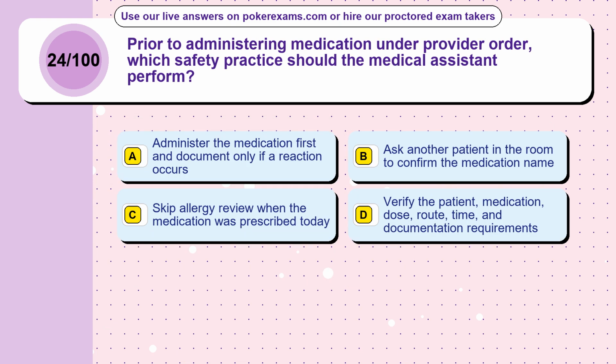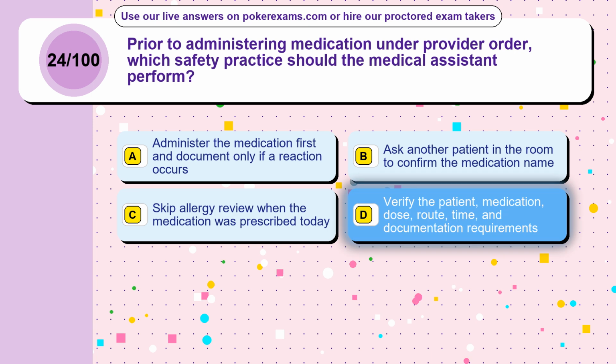Question 24. Prior to administering medication under provider order, which safety practice should the medical assistant perform? Option A. Administer the medication first and document only if a reaction occurs. Option B. Ask another patient in the room to confirm the medication name. Option C. Skip allergy review when the medication was prescribed today. Option D. Verify the patient, medication, dose, route, time, and documentation requirements.